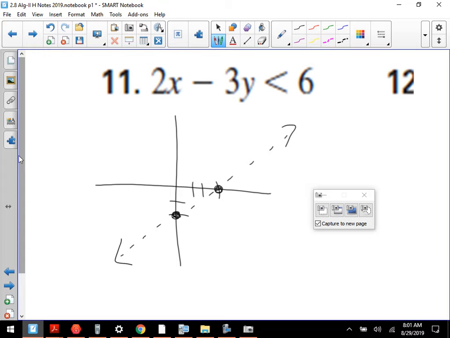So what's 2 times 0? 0. What's 3 times 0? What's 0 minus 0? Is 0 less than 6? Yes. So that means it's true here, which means it is false here. And we're shady, folk. Cover up the truth. You can't handle the truth.